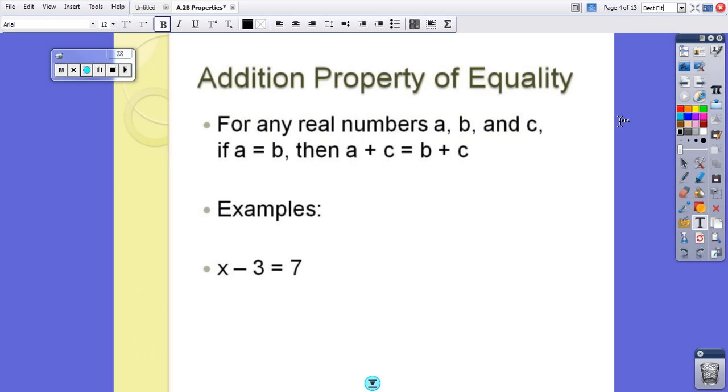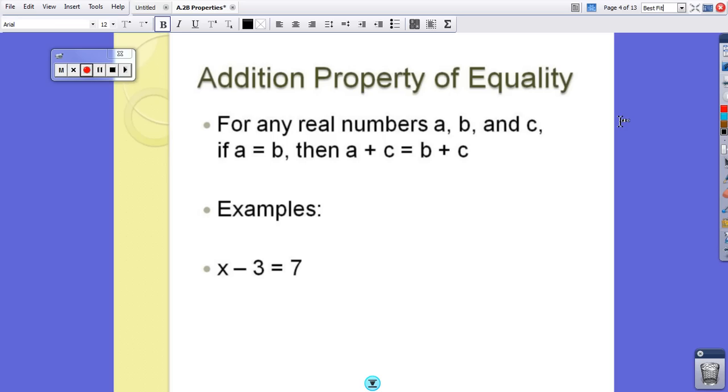The first is the addition property of equality. For any real numbers a, b, and c, if a is equal to b, then a plus c equals b plus c. So let's look at this example of a one-step equation. To solve this equation, we know we need to add 3 to both sides. So we have x minus 3, and we have to add 3 to that side. And if we do it to one side, we have to add 3 to the other side. So by adding 3 to both sides of the equation, we solved it to get x is equal to 10.